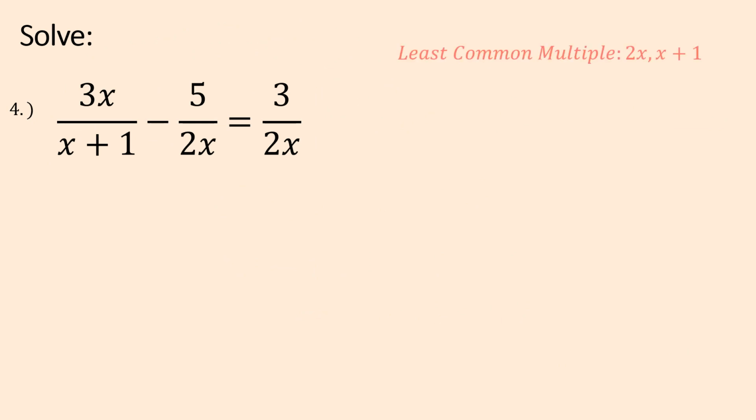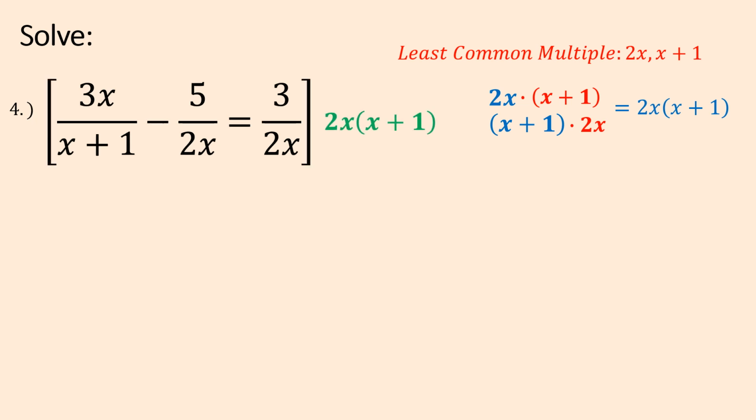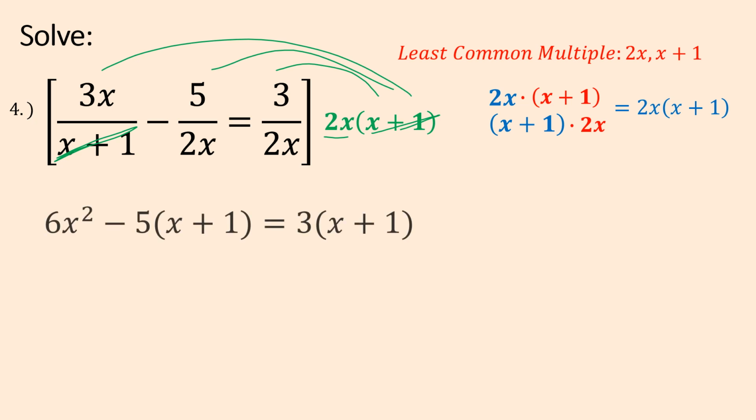Last example, least common multiple, 2x times x plus 1. Multiply the whole fraction by that least common multiple. Everything on the bottom is going to cancel out. X plus 1 times 3x times that 2x that's left over. Then we're going to have the minus 5 times x plus 1. And the same thing with a 3 times that x plus 1.